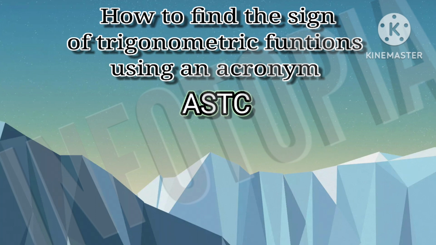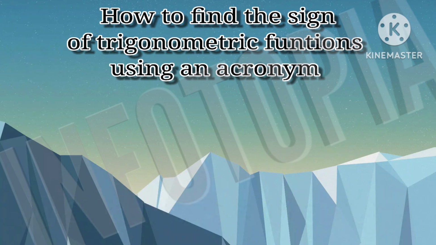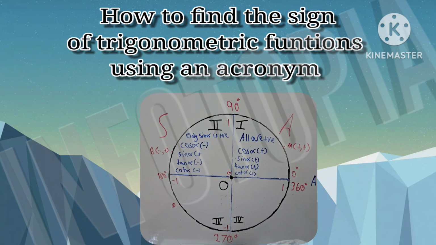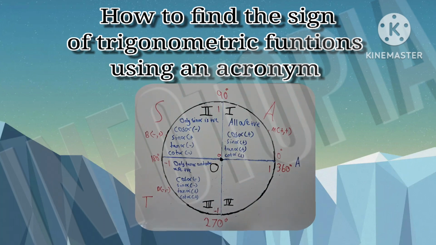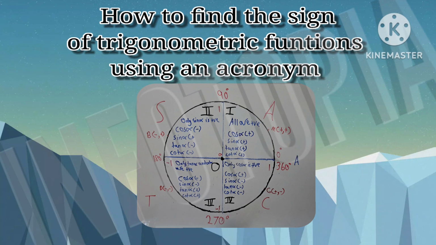Now, to make it easier to remember, we can memorize a specific acronym, which is ASTC, which refers to All Students Take Chemistry, where A will refer to the first quadrant where all functions are positive. S refers to the second, where only sine is positive. T refers to the third quadrant, where only the tangent is positive, while C refers to the fourth quadrant, where only cosine is positive.